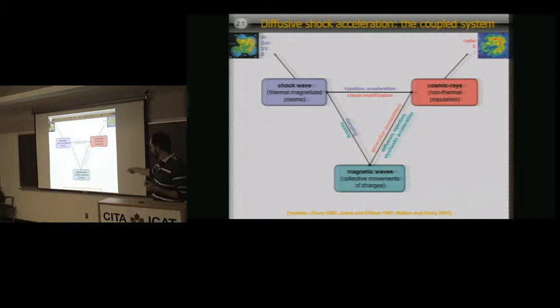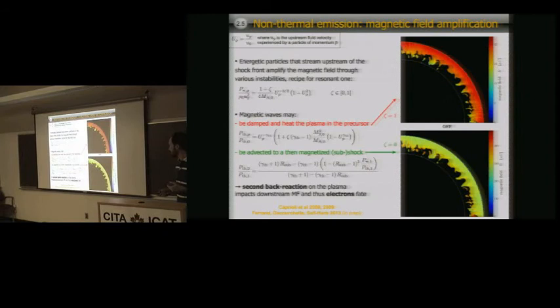There are various instabilities. This is just a recipe for magnetic pressure from one of them that you can plug in the model. These waves can be either damped in the plasma and created, or they can be carried to the shock. And so it's a magnetized shock with different jump conditions. And the end result is that the intensity of the back reaction is less. So these are two opposite cases. Interestingly, in terms of morphology, the effect is the same, whether or not you have amplified the magnetic field, but the value of the field downstream will be much different.